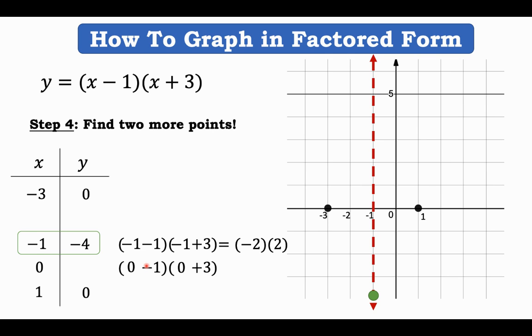So 0 minus 1 is a -1. 0 plus 3 is a 3. So -1 times 3 is just a -3. Okay. So we're going to plot that. 0, -3 is right here. Okay. So just right here is 0, -3.